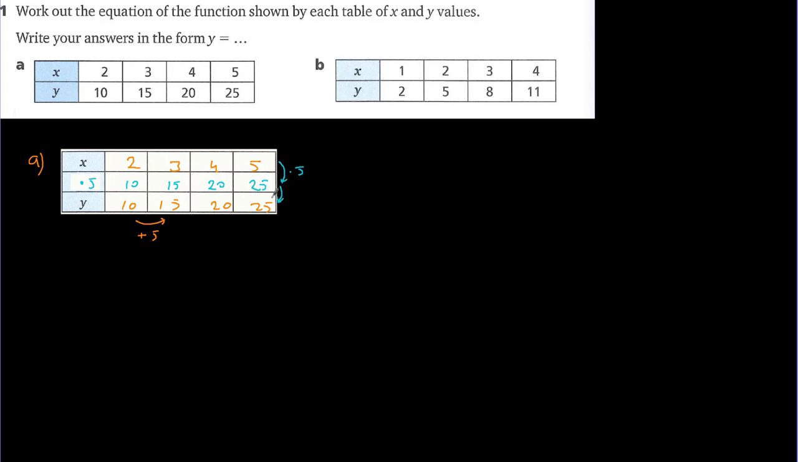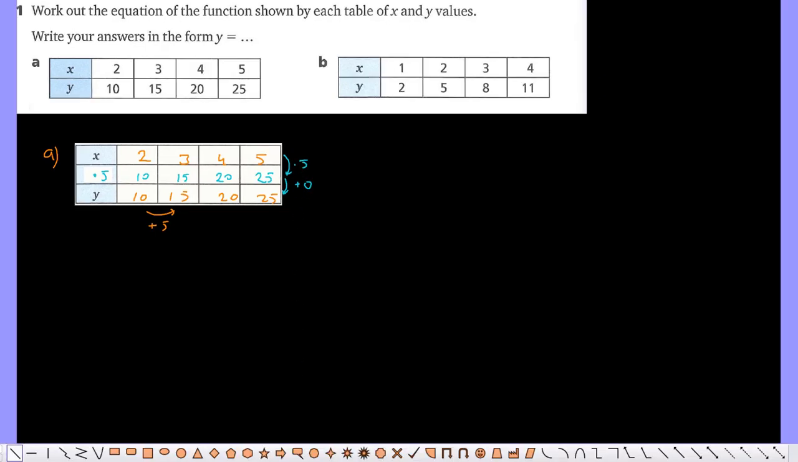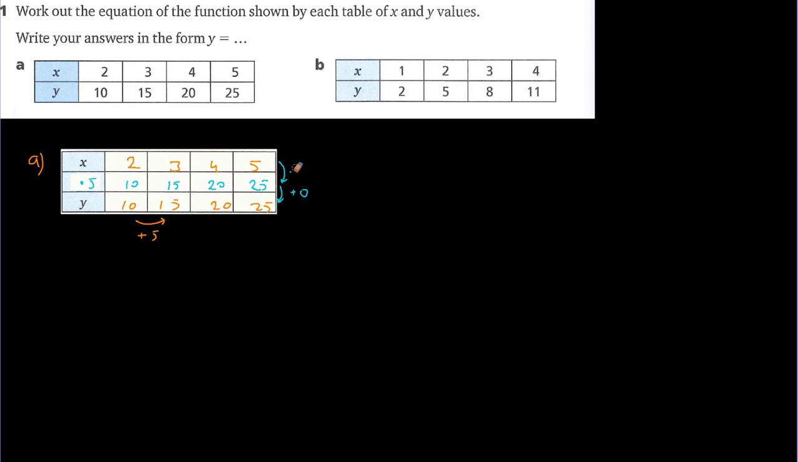So from this one to this one the difference is plus 0. This is the last part of our question. Here it is going to be times 5. The function is y equals 5 times x plus 0, which is y equals 5x plus 0. The 0 is not written because in this case it is not needed. We have to know that.